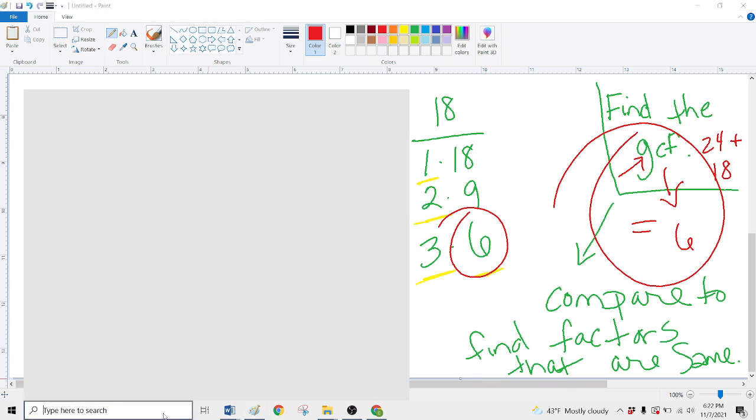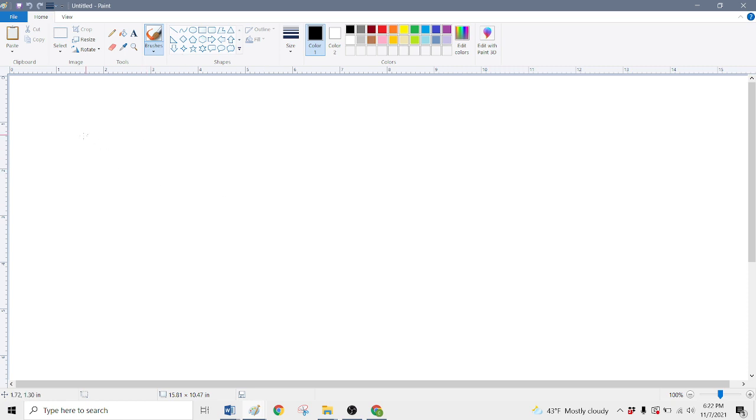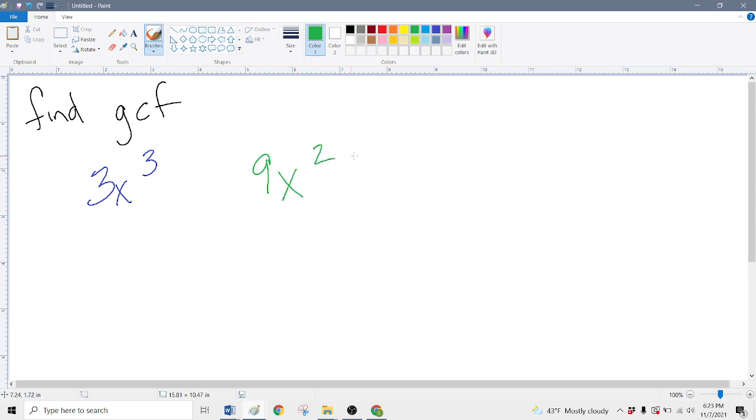All right, guys, let's go ahead and do our next example. For our next example, we can see that we're asked to find the GCF again. This time it's between a different type of term. We've got the first one, which is 3x cubed, and then another term, 9x squared, and then we also have 6x to the 4th power. These are our 3 terms.